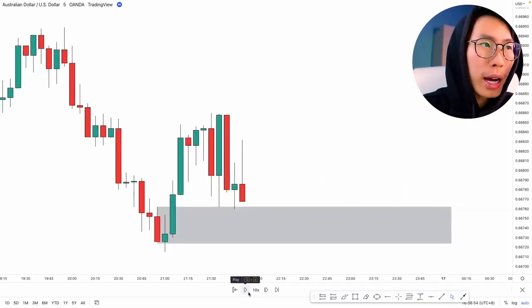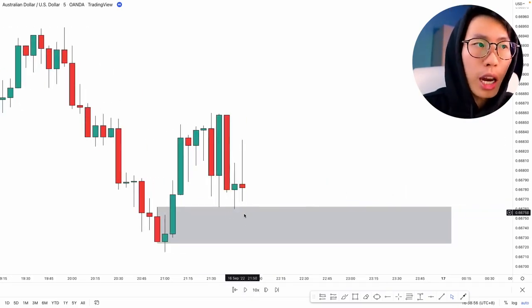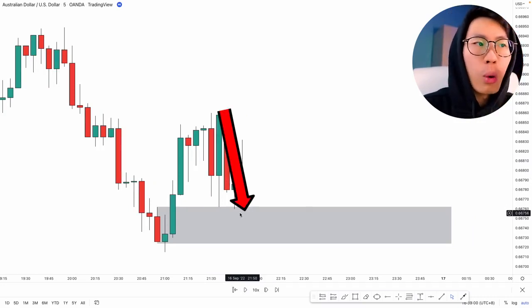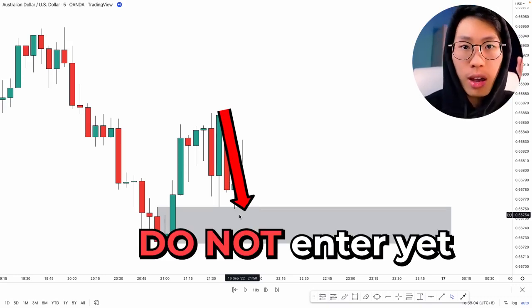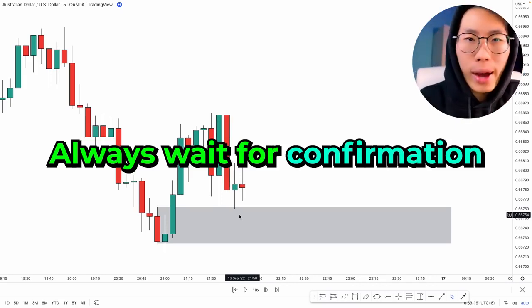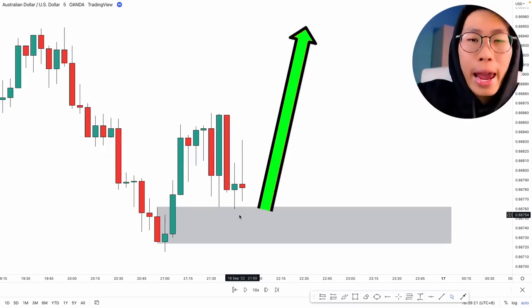So we see what price does, and as you can see, price is approaching this area right now. And the second price comes back down to this area and touches it, you should not enter yet. You must wait for confirmation. That is a very important point. You have to wait for price to show you that it is going to head back up.